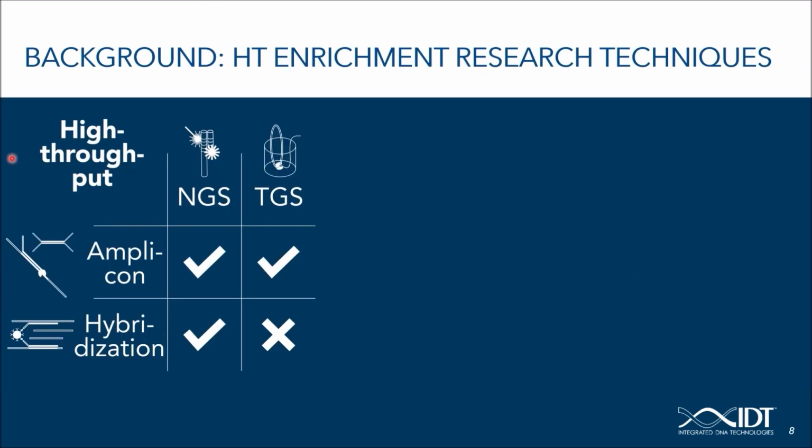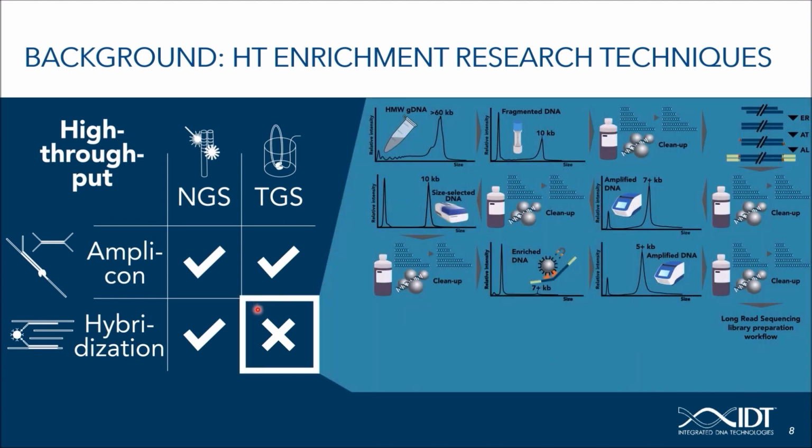This is the technical situation I was in before I started my PhD thesis. For next generation sequencing, both amplicon-based and hybridization-based techniques were readily available in a high throughput fashion. However, for third generation sequencing, only amplicon-based protocols were really high throughput capable and hybridization-based protocols were not. The reason why can easily be seen in the complexity of the whole workflow.